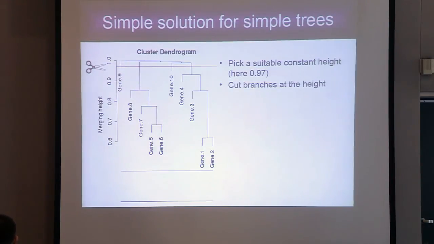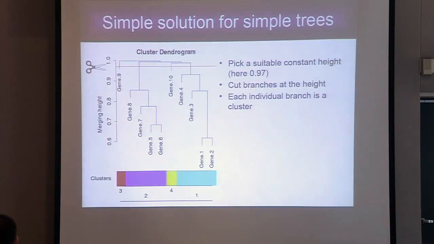And then you take scissors, or whatever you want, and you cut branches at that height. So you should literally imagine that you take scissors and you cut along the line, and whatever falls down as an individual branch is a cluster. So here would be the clusters that you obtained. Gene 9 is a cluster on its own. Then you have the clusters of genes 5, 6, 7, 8. Then gene 10 would be a separate cluster. And genes 1, 2, 3, 4 would be a cluster together.